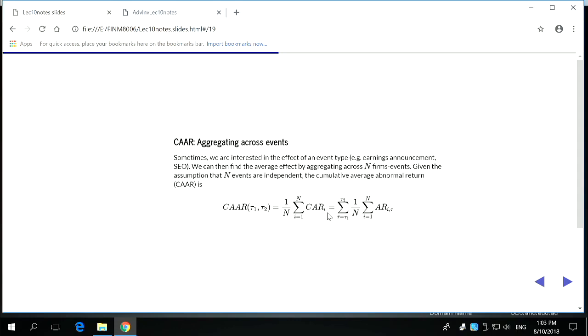So instead of just looking at one event by AAPL, you can look at a positive announcement by IBM in January, a positive announcement by IBM in April, and a positive announcement by Google in September. You assume all these announcements are independent events. Then you can just calculate the mean of the CARs of each event. Mathematically, this is the same as calculating the average of the abnormal returns in the window first, not the CARs, and then cumulating them across time.